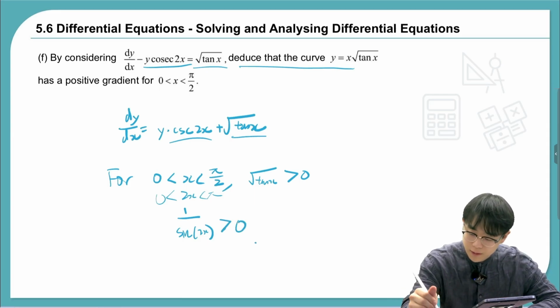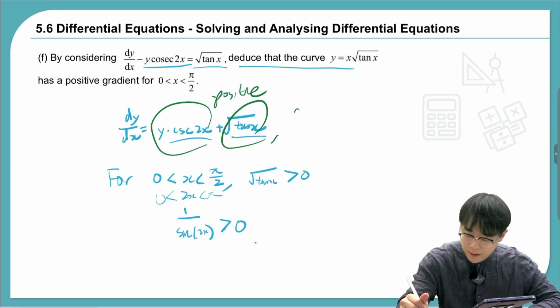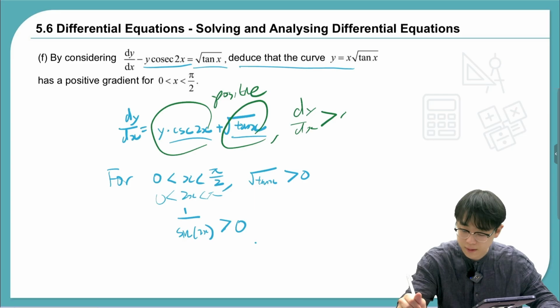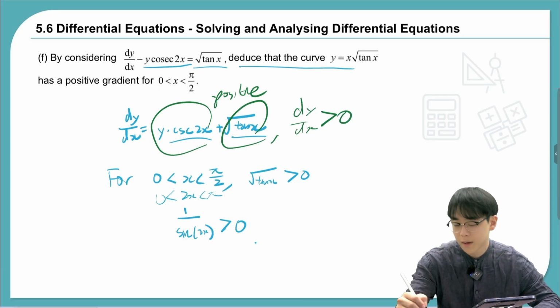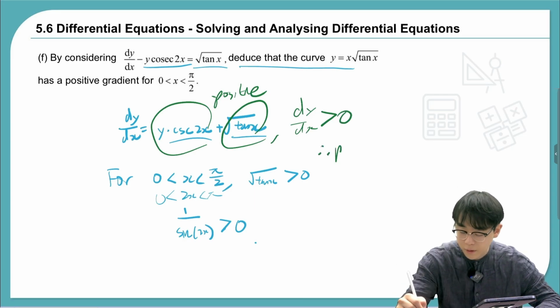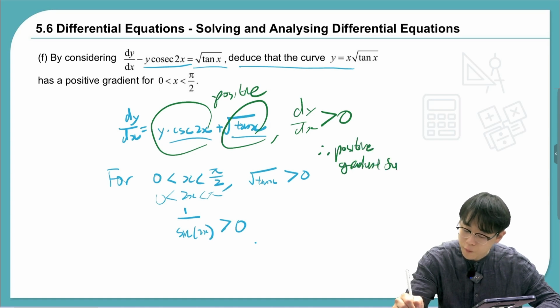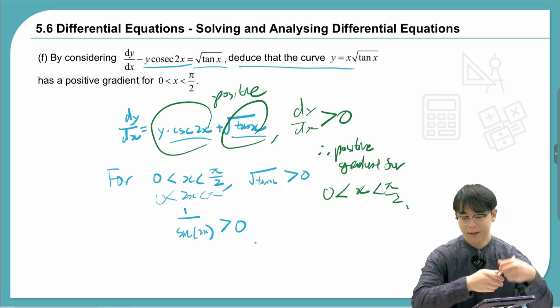So since both of these two terms are positive, we would say that dy over dx is going to be positive, right? So hence we have a positive gradient for x being between 0 and pi over 2. So there you have it.